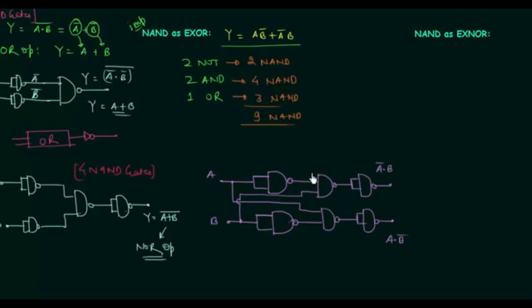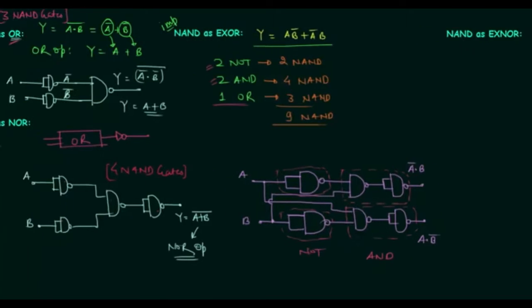So you can clearly see these two NAND gates, and these two NAND gates are working as AND gate, and this NAND gate here and this NAND gate here are working as NOT gate. So we have implemented the two NOT gates and two AND gates. The only thing that we have to do is to implement one OR gate.